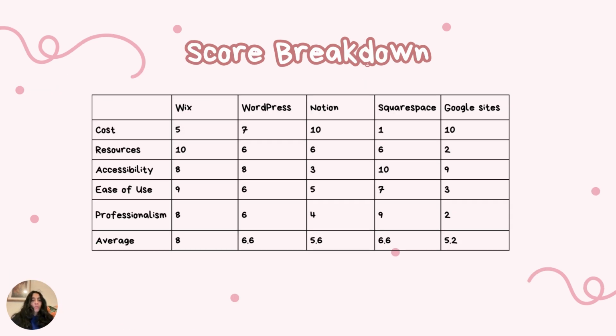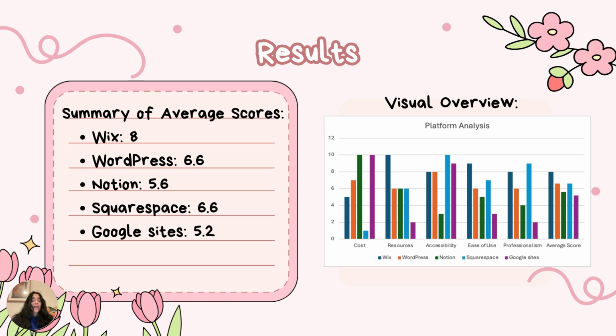Okay, so I broke down all of the scores. I rated all of them. I think the most important thing to look at here is the averages. You can see that Wix has the highest average, and then WordPress and Squarespace tie, and then Notion, and then Google Sites. Google Sites just was not easy to use in my opinion. That's why I rated it the lowest. Those are the summary of the averages. We have a visual overview that displays all of the statistics that were just presented.